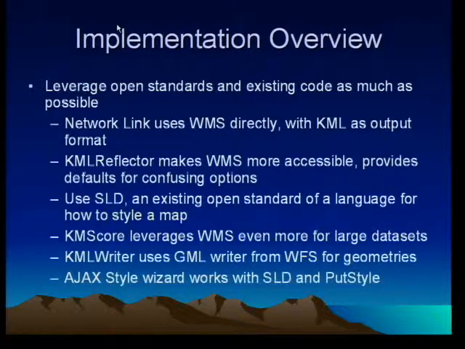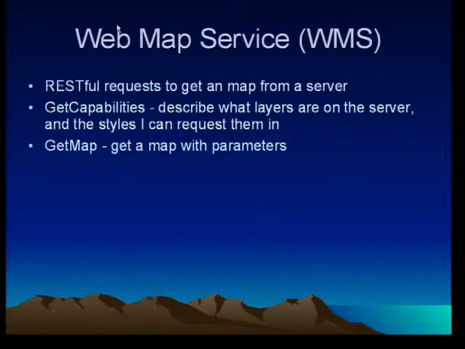the general approach is to leverage open standards and existing code as much as possible. So the root specification behind this is the Web Map Service. And this is a RESTful online API for requests to get a map, an image, from a server. The first request is GetCapabilities, which is, tell me what you have on the server. What layers are there, what styles are they available in, what projections are they available in, what do you have, server? And then after the client gets that, then it can request a map.